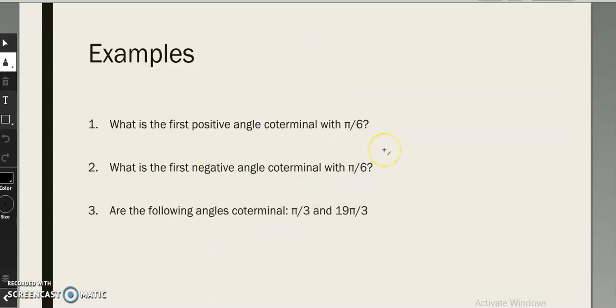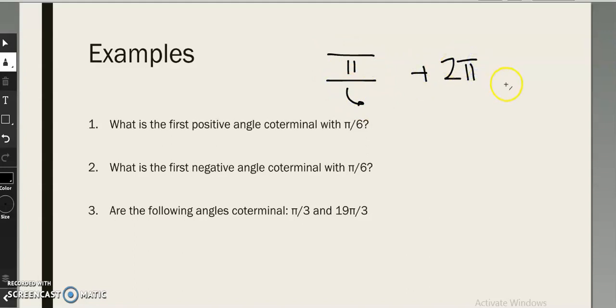All right. Last few, because we haven't done any in radian form. So we have to make sure we know how to do it both ways. It says, what is the first positive angle coterminal with pi over 6? And so we know we need to add 2 pi. So I have pi over 6 plus 2 pi.